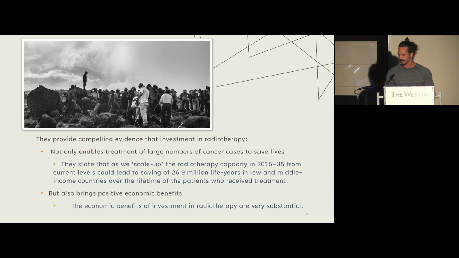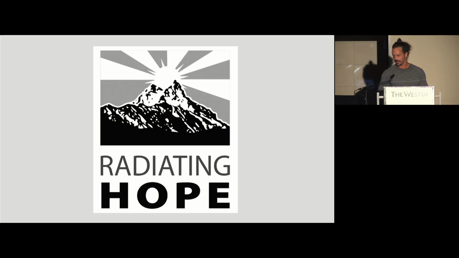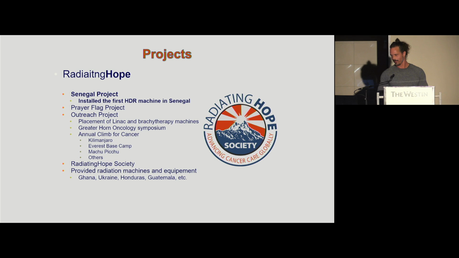They basically came up with a formula for how to save 26.9 million life years in low and middle income countries between 2015 and 2035. I'd be really curious, now that it's been 12 years since it was published, how much impact we've made on their little formula. But I think we're making an impact. And that's kind of how Radiating Hope all came about.